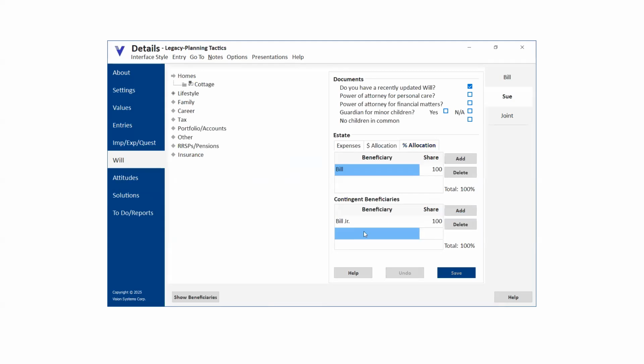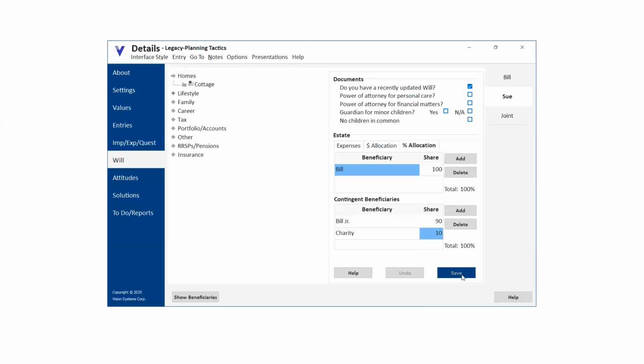So we could add here under contingent. Remember, her will says everything I have goes to Bill, but in the event that he predeceases me, let's look at the contingent. So in this particular case, we might make Bill Jr. 90% and say the charity gets 10%.